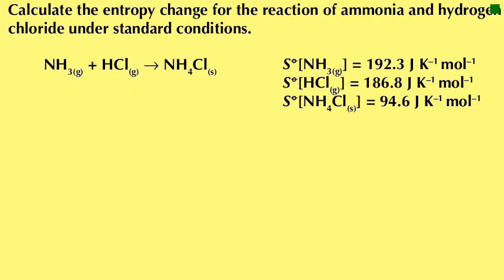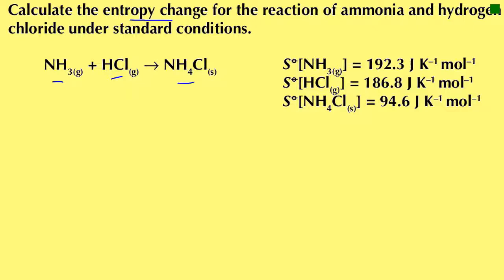So let's get a bit mathematical about entropy just now, and we have a little example to work with. Here we're going to calculate the entropy change for the reaction of ammonia and hydrogen chloride under standard conditions. So we've got ammonia and hydrogen chloride gas going to ammonium chloride. The first thing we need to do is recognize that it's asking for an entropy change.